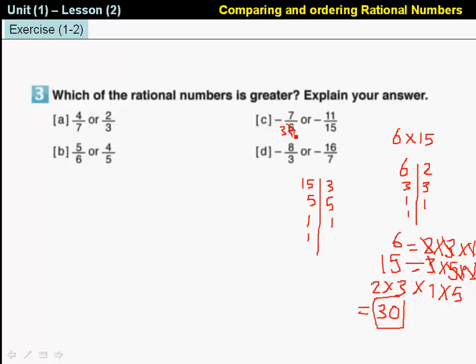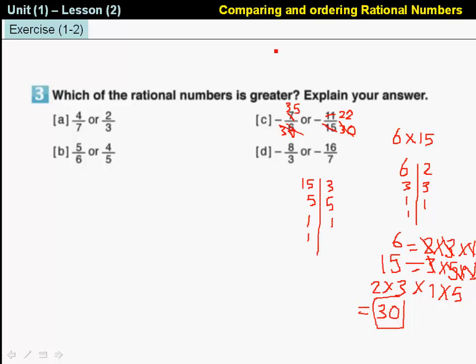This 30 means we multiply 6 times 5 to give 30. We multiplied 6 times 5, so 7 must be multiplied by 5 to give 35. 15 times 2 gives 30. Here we multiplied by 2, so 11 must be multiplied by 2 also to give 22. We have the same denominator, and here 35 and 22.